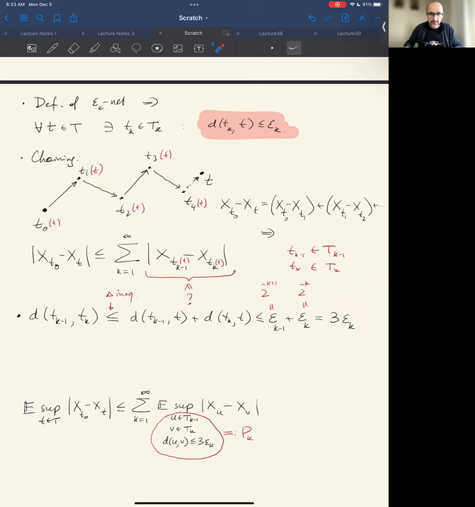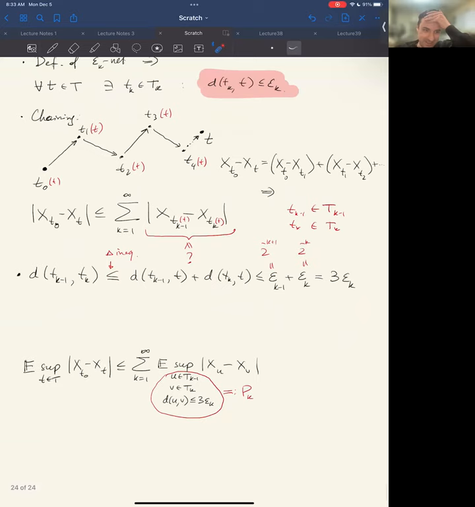Now, okay, there is an inequality. I missed the inequality. Okay. Inequality, yes. So this is what is going on here. Although it depends on t, they're not completely arbitrary points. One is in one set, the other in the other set, and the distance between them is less than 3 epsilon k. So now I'm taking the supremum of all possible pairs like that. All possible pairs. This set doesn't depend on t anymore.